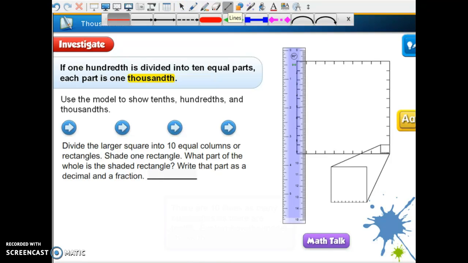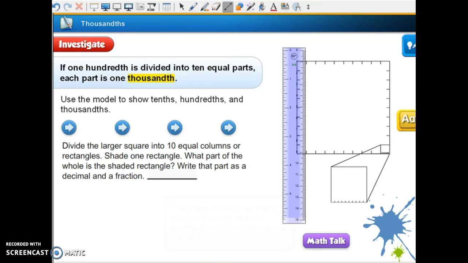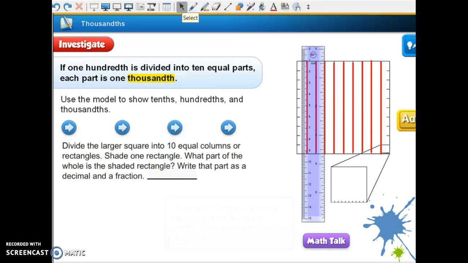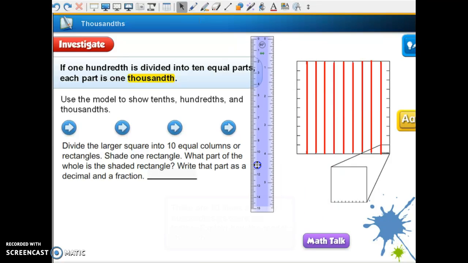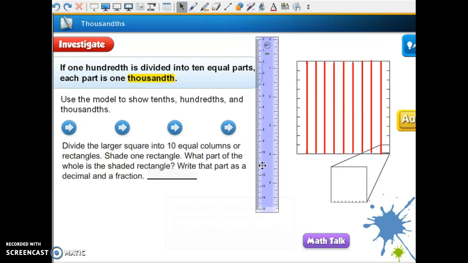I'm going to attempt to do this with just a straight line on here. Okay, and you need to do that all across your paper. So stop only across your paper for now. We've divided our large square into how many rectangles? 10.